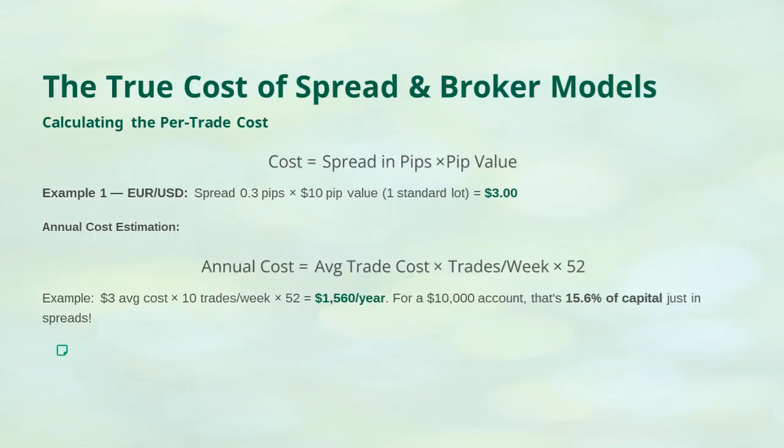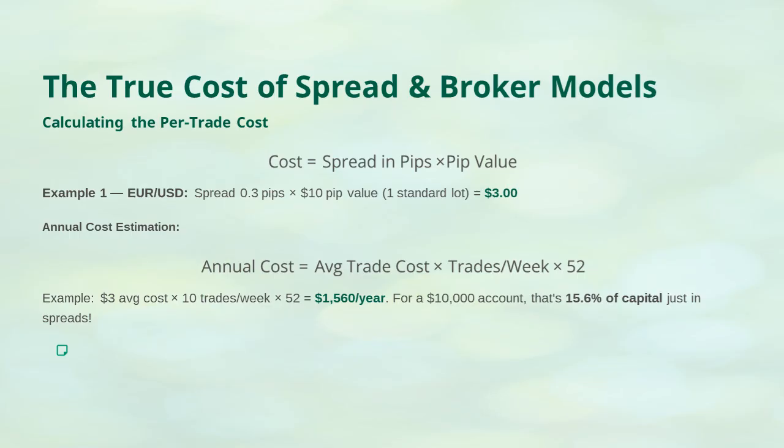Now, let's talk about the true cost of spread, not just in pips, but in actual dollars and as a percentage of your trading capital. Let's start with a simple calculation. You're trading Euro to US dollar with a spread of 0.3 pips. For a standard lot, each pip is worth $10. So your cost per trade is 0.3 times $10 equals $3.